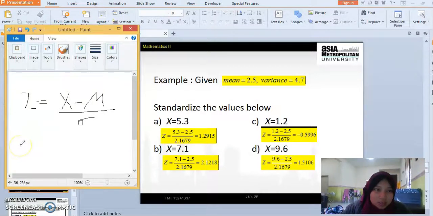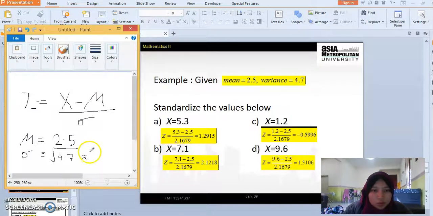So in this case, mu is equal to 2.5, and standard deviation equals the square root of 4.7, so approximately 2.1679.